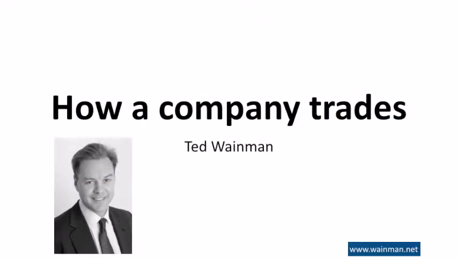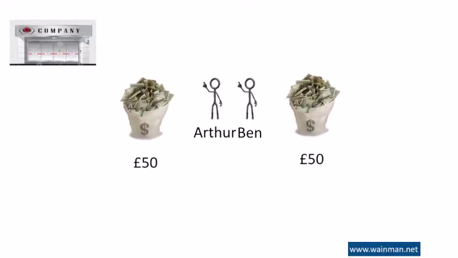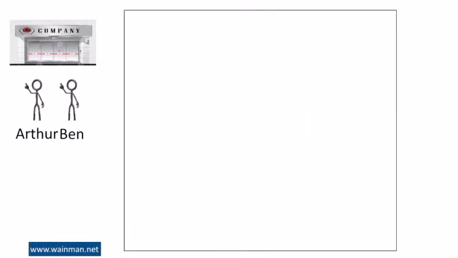How a company trades. Arthur and Ben set up a company. Arthur invests £50 and Ben invests £50. They can now create the balance sheet of the company.